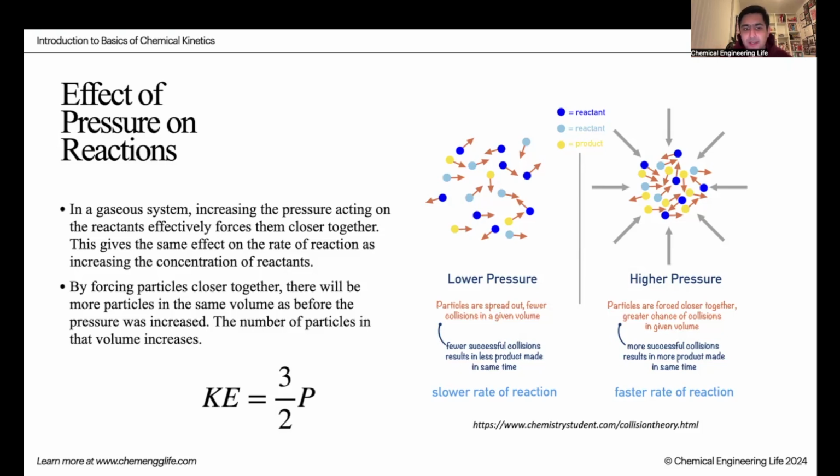Also remember that based on the kinetic theory, the kinetic energy is related to the pressure as well. As you see in the formula on the screen, if the pressure is increased, then the kinetic energy is also increased, and that is supported by the kinetic theory itself.